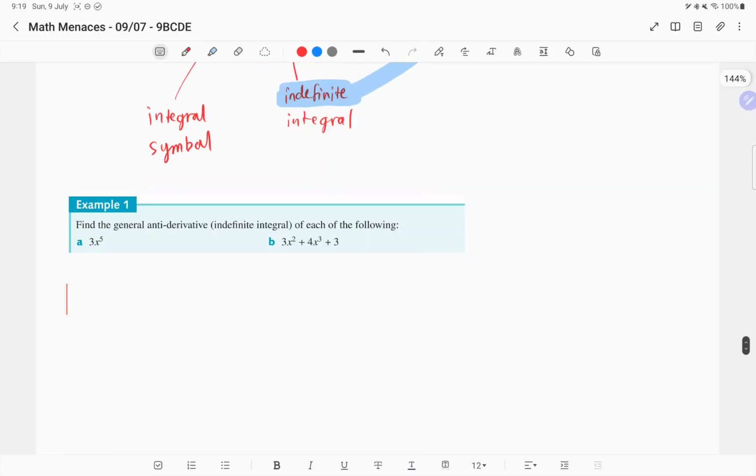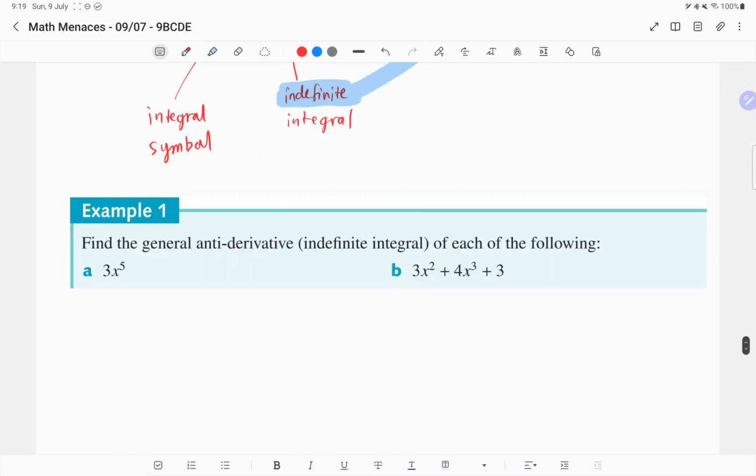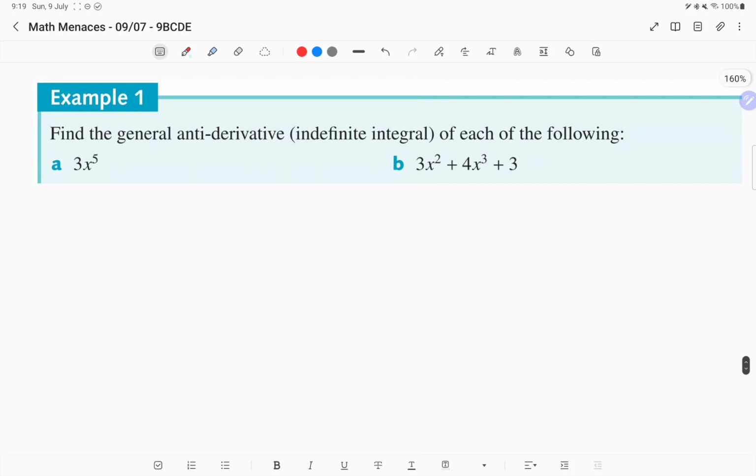Okay, let's see. What do you guys think is the answer for question A, example 1A? Anyone? Oh, let me get my notes going. 3x to the power 6 divided by 6. Yes, correct. And you would write it this way: the antiderivative of 3x power 5 with respect to x is equal to 3x to the power 6 over 6 plus c. Remember, there's always a plus c.